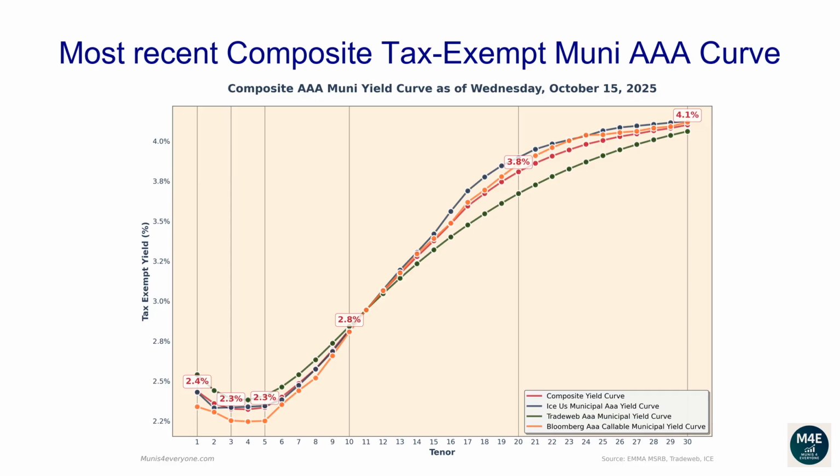The one-year composite tax-exempt yield is 2.44%. The two-year yield is 2.36%. The three-year yield is 2.33%. The 5-year yield is 2.33%. The 10-year yield is 2.82%. The 20-year yield is 3.81%. The 30-year yield is 4.1%.